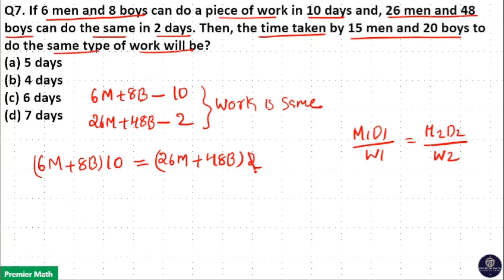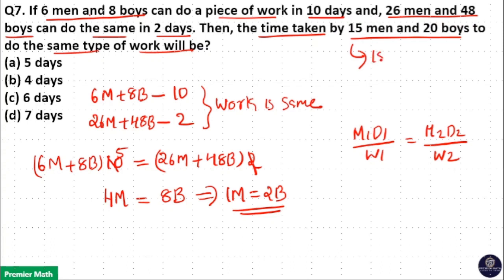So here 2 goes 5 times. 6 into 5, 30. Here 26. So 4 men is equal to 48 boys minus 40 boys, 8 boys. Which is equal to 1 man is equal to 2 boys. So as per this, 1 man can do 2 boys job. Here our question is asking us to find out time taken by 15 men and 20 boys to do the same job. Here 15 men and 20 boys means 15 into 2 plus 20, which is equal to 50 boys.